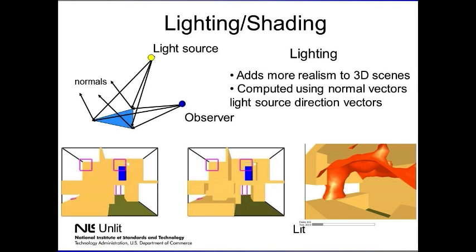So you can see the image on the left is unlit. I've turned off the lighting so that everything looks flat. In the middle, you see some faces of the blockages are darker than others, and so that helps you see a three-dimensional sense of the scene.